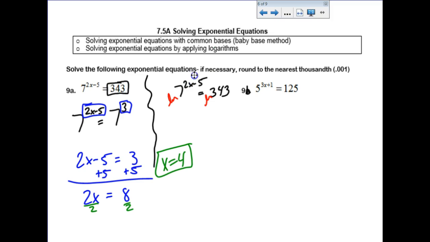All right, natural log. Natural log, we're going to use the power property. This guy comes down in front. And you get, I'm doing the same question, guys. You don't have to write it down. 2x minus 5 times the natural log of 7 equals the natural log of 343. And then you divide by natural log of 7, and guess what you're going to get? You're going to get 3, aren't you? Natural log of 343 divided by natural log of 7. It's 3 on your calculator.